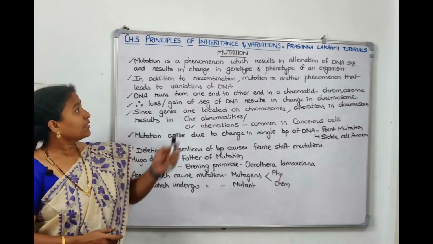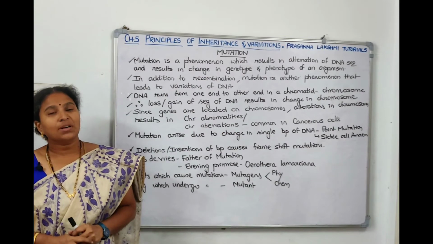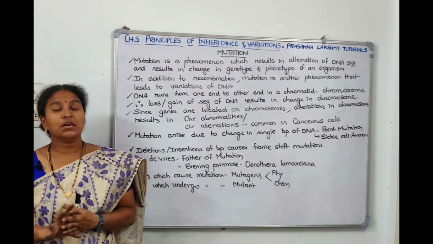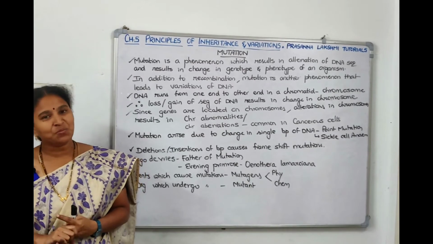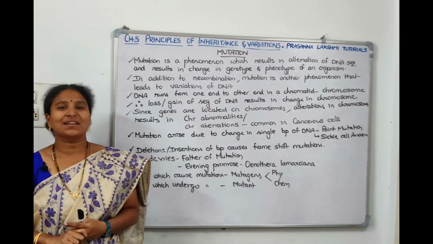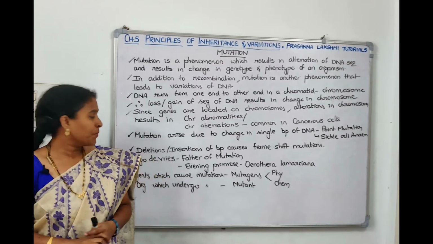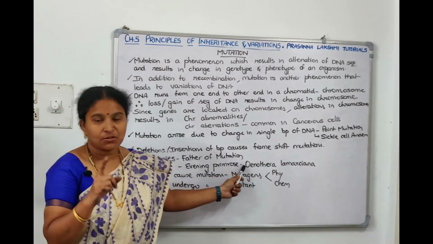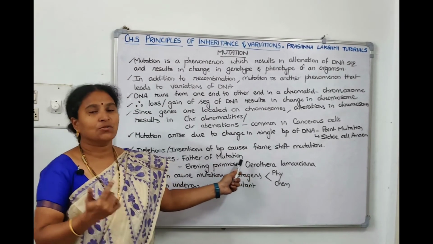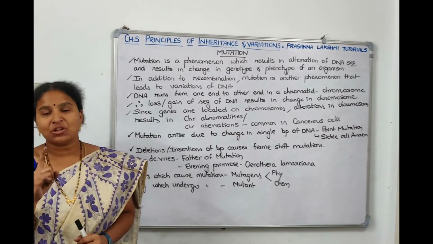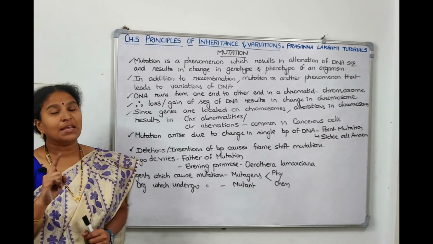The next topic is mutations. So what are mutations? A sudden change in the DNA sequence, in the gene sequence, is called mutation. And who is called the father of mutations? Hugo de Vries is called the father of mutations, right? He worked on mutational studies, so that's why he is considered the father of mutations. On which plant did he conduct mutation experiments? In a plant called evening primrose.